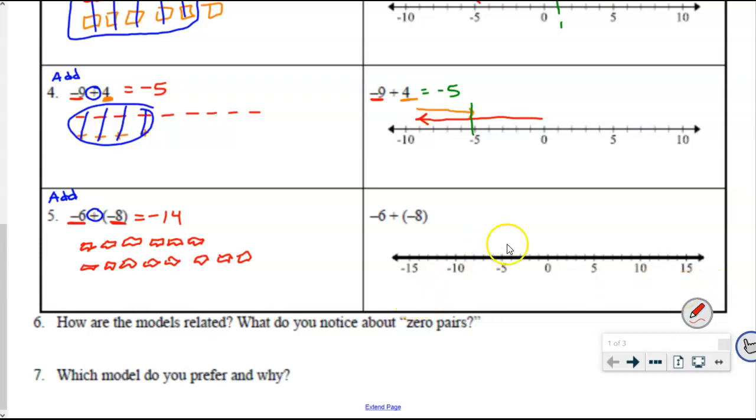Now, let's take a look at what that's going to look like on that number line. -6. So I'm going to go in the negative direction from 0. 1, 2, 3, 4, 5, 6. Picking up right where I left off, I'm going to go -8. So look at what's happening. I'm going in the negative direction still. 1, 2, 3, 4, 5, 6, 7, 8. Where did we end up? At -14. Nicely done.